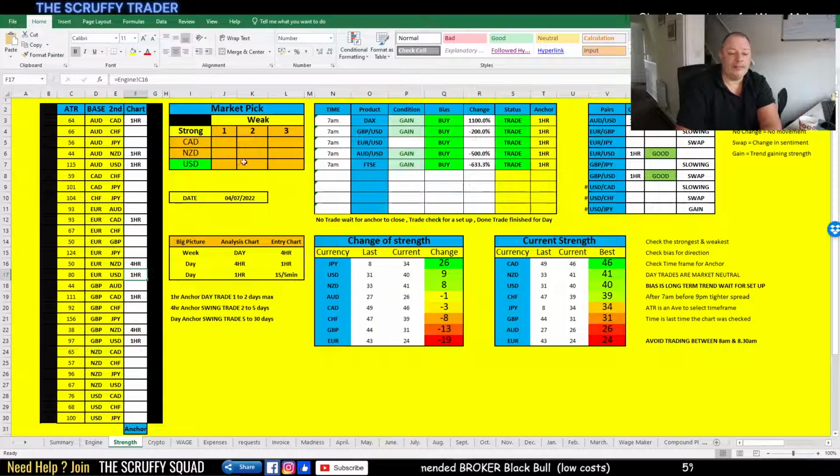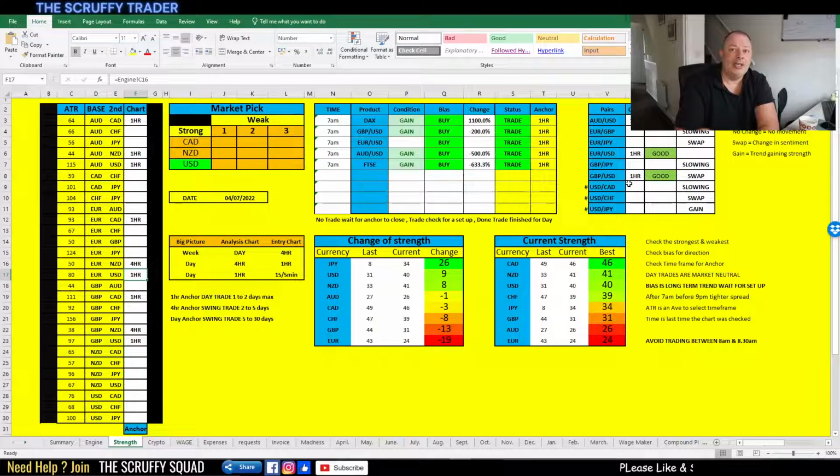This section gives you the market pick based on change of strength and the current strength. Now, at the minute, there isn't anything that is really overpowering another one, which is why it's only got the strongest here, because the weakest is not significantly weaker. So it's not pulling them out. The next section is this.